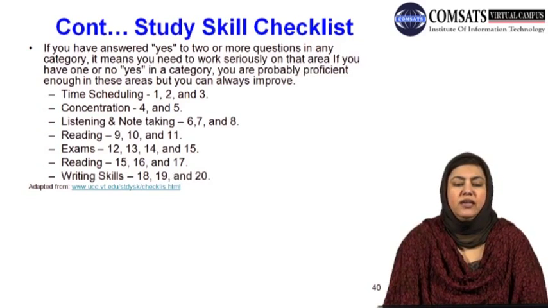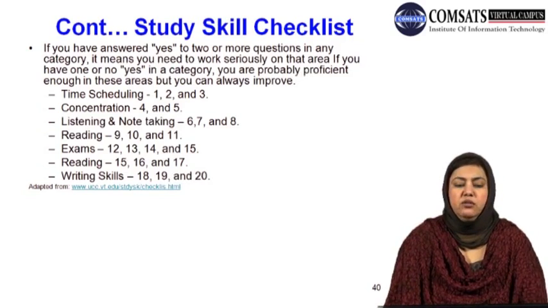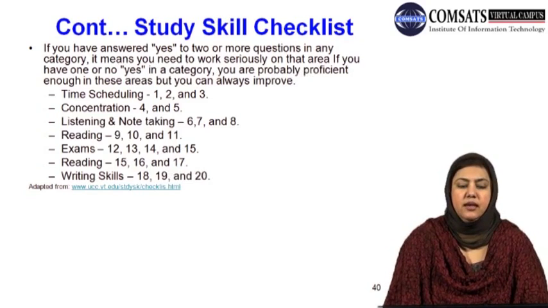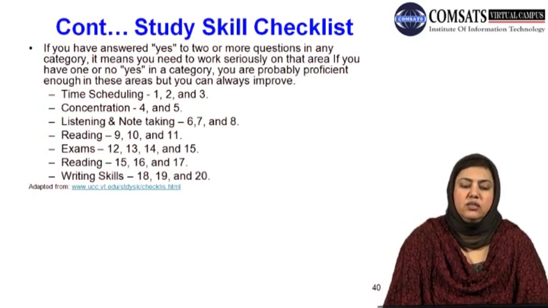Now question 1, 2 and 3 were related to time scheduling. 4 and 5 related to concentration, and in the same way 6, 7 and 8 questions were related to listening and note taking. 9, 10 and 11 were about reading. 12, 13, 14 and 15 related to exams. 15, 16 and 17 again related to reading, whereas 18, 19 and 20 were about writing skills. So you can check your responses in relation to these areas.